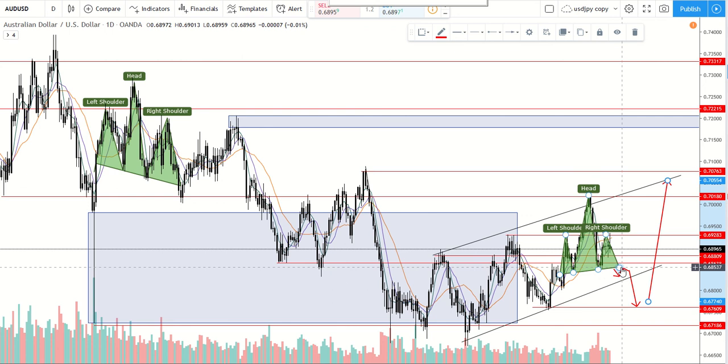It's going to test the neckline. Then we're going to see the market come down and actually test this level here. So it's going to look like a fake breakout and then smash on high, not to test the trend line, but actually to test this level.